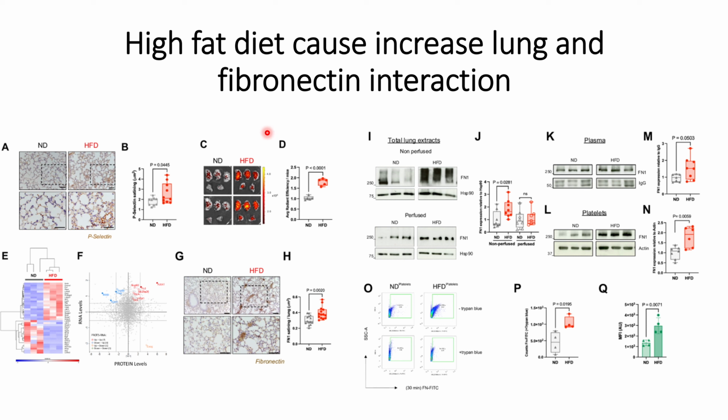Thereafter, they wanted to check whether the fibronectins are also present. Once they confirmed that highly activated platelets are formed in the lungs in the high-fat diet, they wanted to see the reasons: the difference in the signaling pathways that occurred in the high-fat diet and in the control diet.